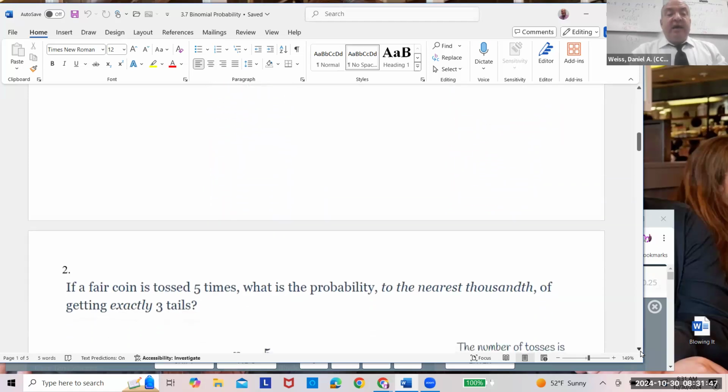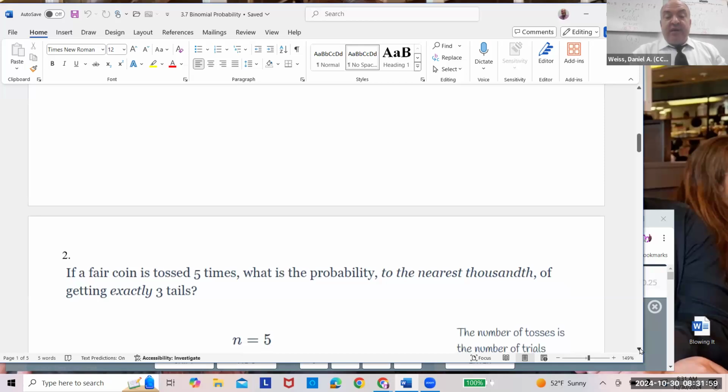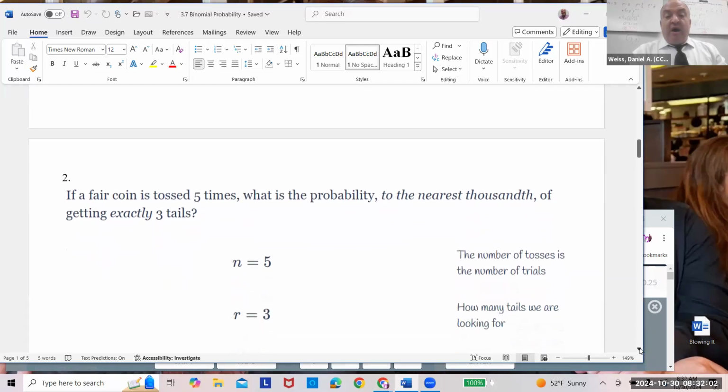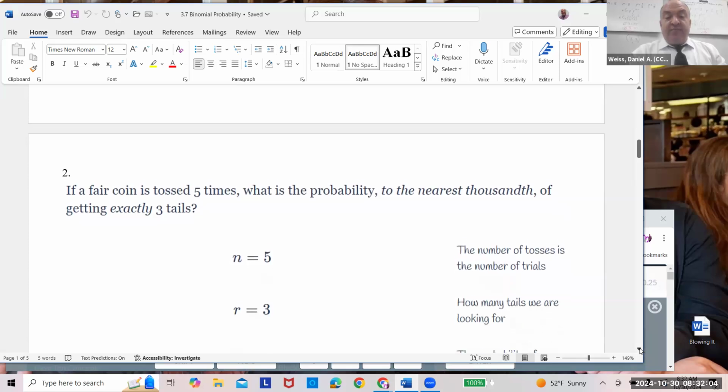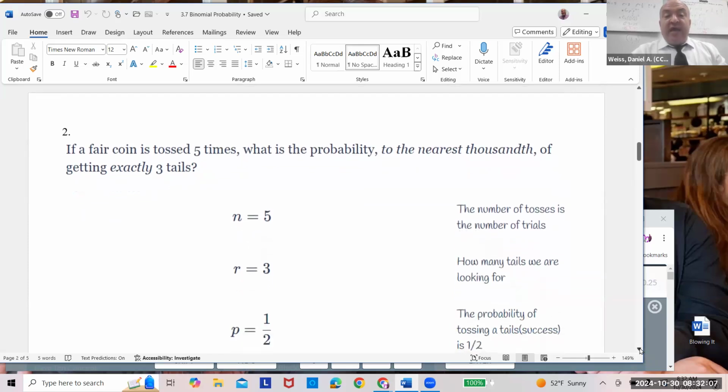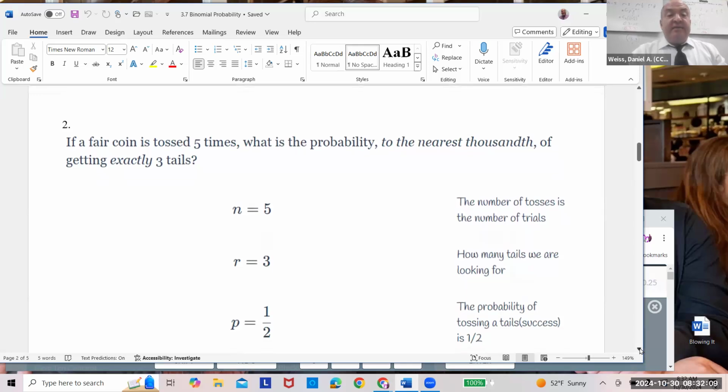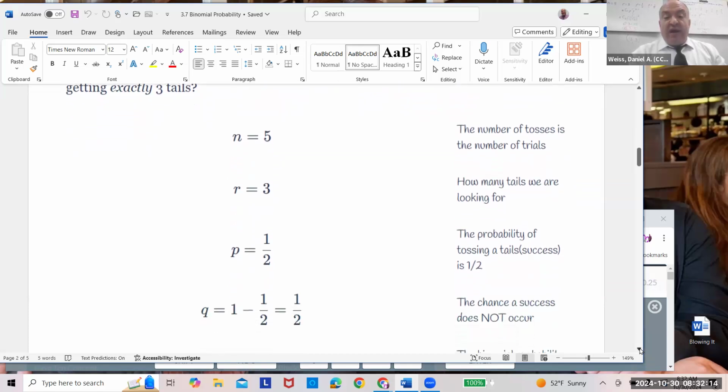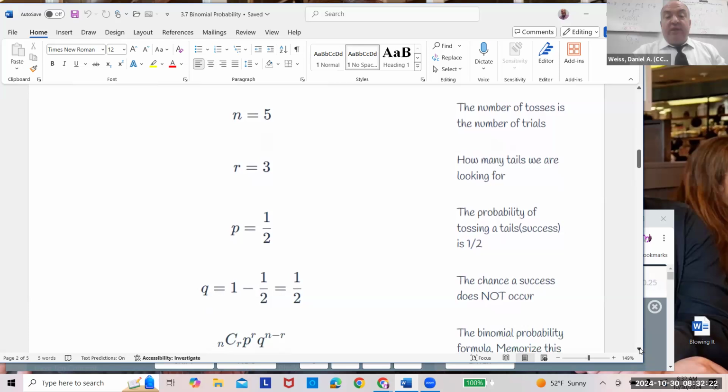All right, take a look at this. A fair coin is tossed 5 times. What is the probability of getting exactly 3 tails? N is going to be 5. R is going to be 3. The probability of getting tails is 1/2. So the probability of not getting tails is also 1/2. So that's Q. P is 1/2, Q is 1/2. So I'm going to use this formula again.